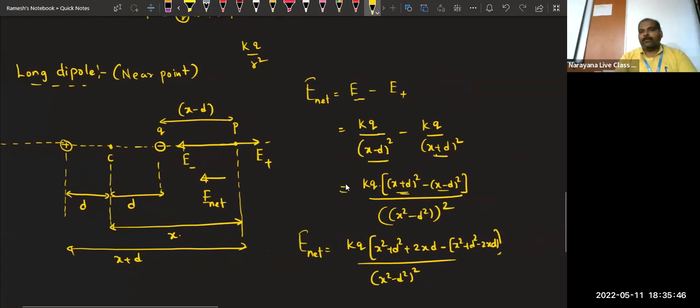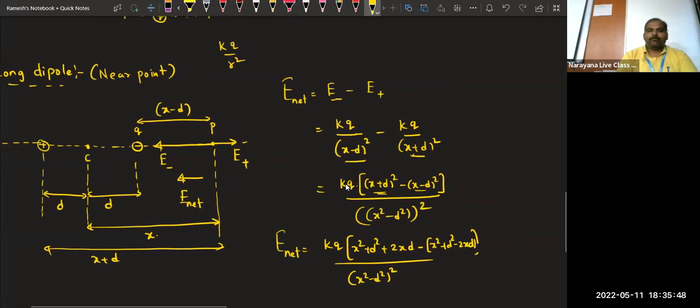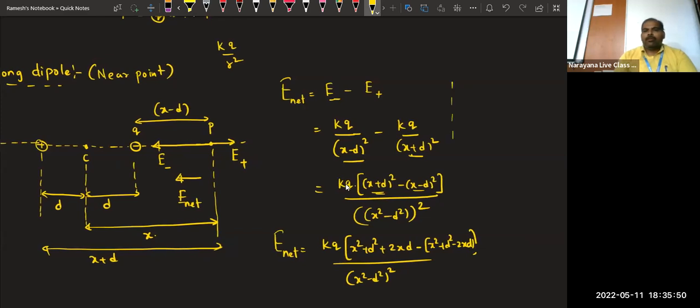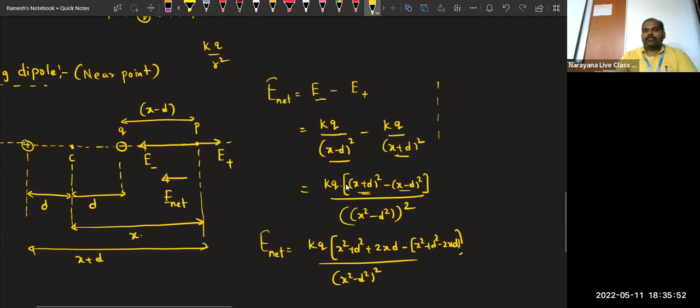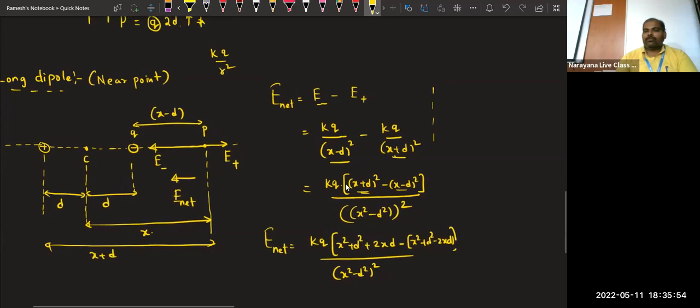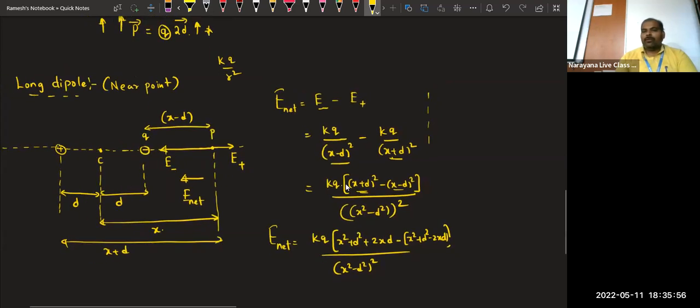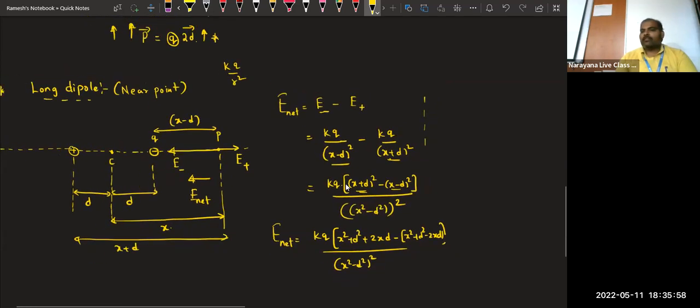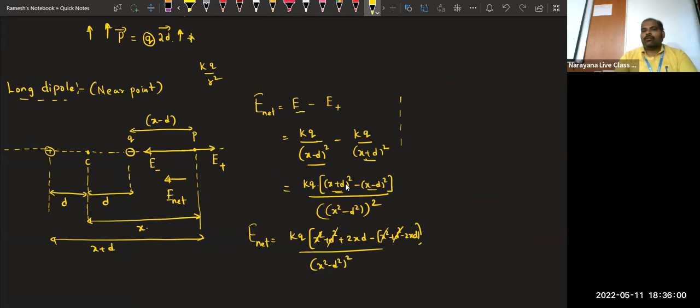So what can you write? To simplify, plus X square minus X square, how much? Cancels out. Plus D square minus D square, how much? Cancels out. Correct or not? So net electric field equal to what? K into Q into 2XD plus 2XD, how much? 4XD, and the whole divided by X square minus D square whole power 2.